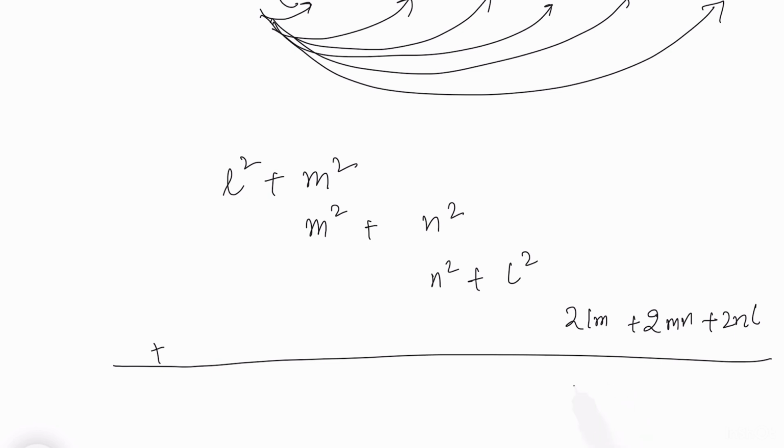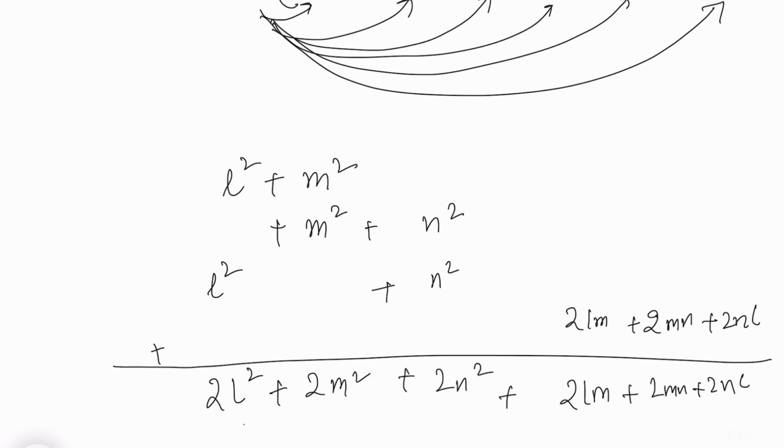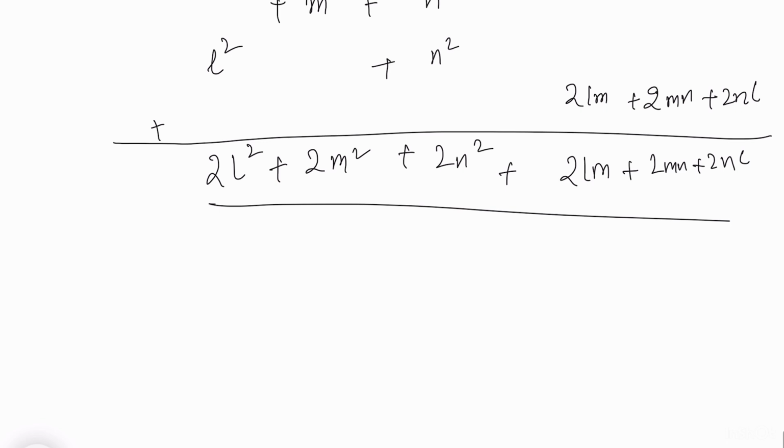then you can just add this. And l square, I'm so sorry, l will be written there. Okay, so 2l square, 2m square and 2n square. This is your answer, in which you are taking 2 common.